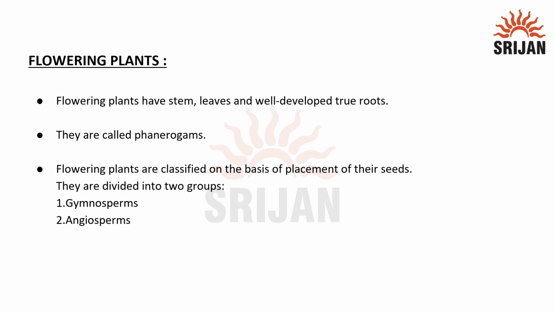Flowering plants, as the name suggests, will have flowers, and flowering plants have stems, leaves, and well developed true roots. They are also called phanerogams, and these phanerogams are of two types, that is gymnosperms and angiosperms. Based on the placement of their seed, if the seed is enclosed, it is called an angiosperm, and if the seed is naked, it is called a gymnosperm.